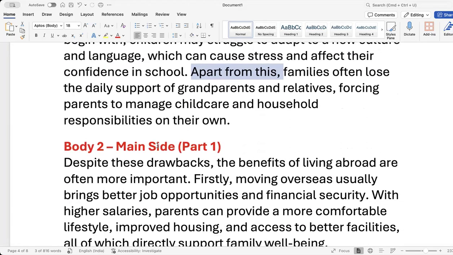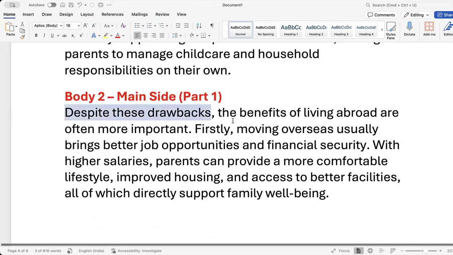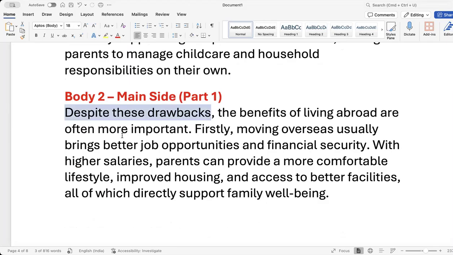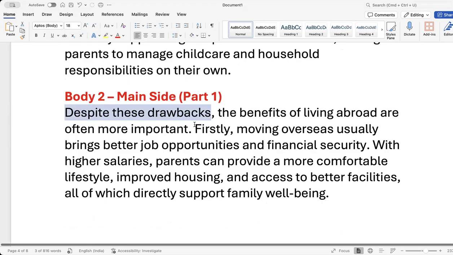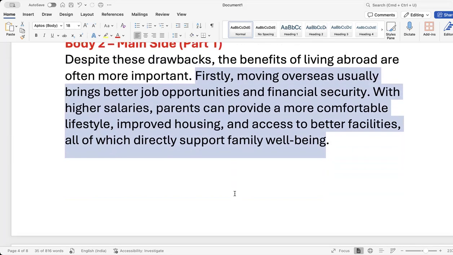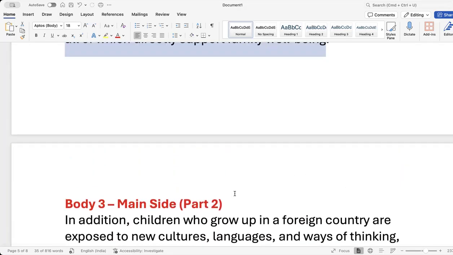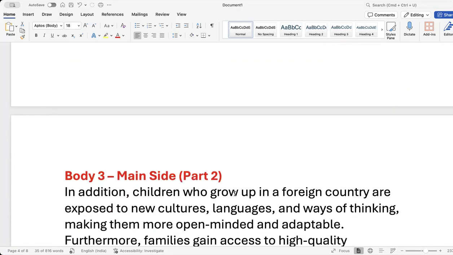So 2 points here. Then I'm moving on to the main side. Despite these benefits I've mentioned above, I believe the benefits of living abroad are often more important. And then I'm going to give my benefits. I'm using connectors. Firstly, in the first paragraph of the main side, I give one strong point. And in the second body paragraph of the main side, I write two more points, which are not as strong.